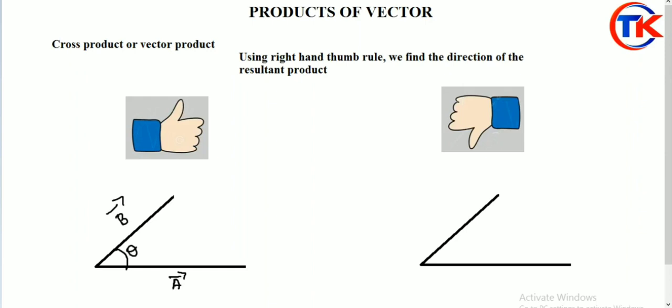Using the right hand thumb rule, we find the direction of the resultant vector, right? So see this diagram. The thumb indicates the upward direction and the four curled fingers indicate the anti-clockwise direction. Suppose I move the a vector towards the b vector, the resultant vector will go in this direction, that is, upward.